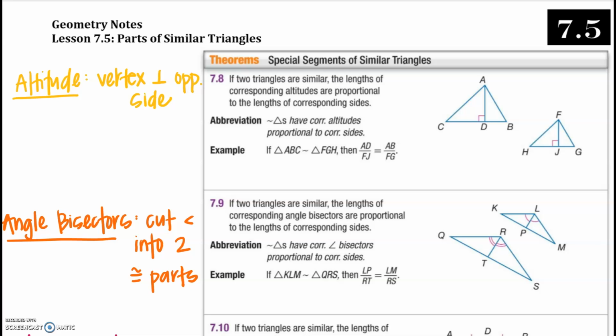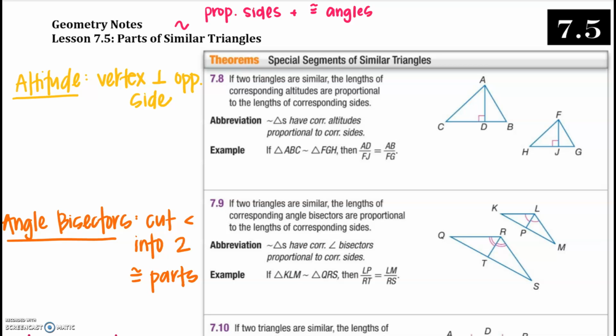Hey there, welcome to Chapter 7, Lesson 5. Remember, Chapter 7 is all about similar figures. Similar figures have proportional sides plus congruent angles.